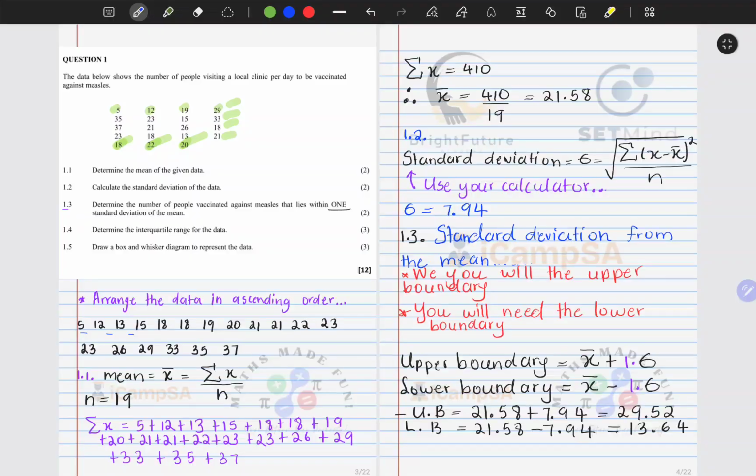Okay. So now that we have this, we need to figure out how many clients fall within the, when we look at the days, how many clients do we have which are within this one standard deviation from the mean? Let's have a read again. Determine the number of people vaccinated against measles that lie within this. Okay, so let's go ahead and deal with this question. I'm going to need this on the next page.